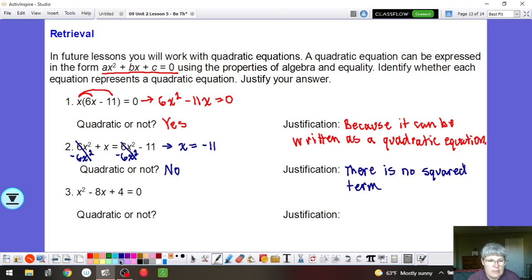And if we take a look at c, we have x squared minus 8x plus 4 equals 0. This equation is written exactly as our form was given to us in the directions. A would be 1, b is negative 8, and c is 4. So yes, this is quadratic. It is written as a quadratic, or I'm just going to say it is in standard form of a quadratic.